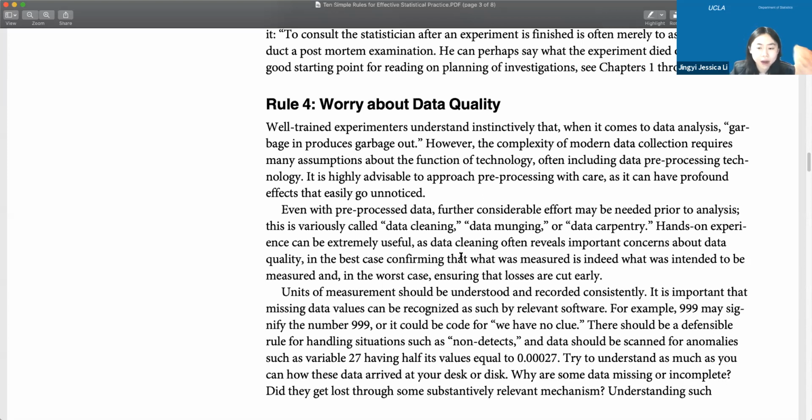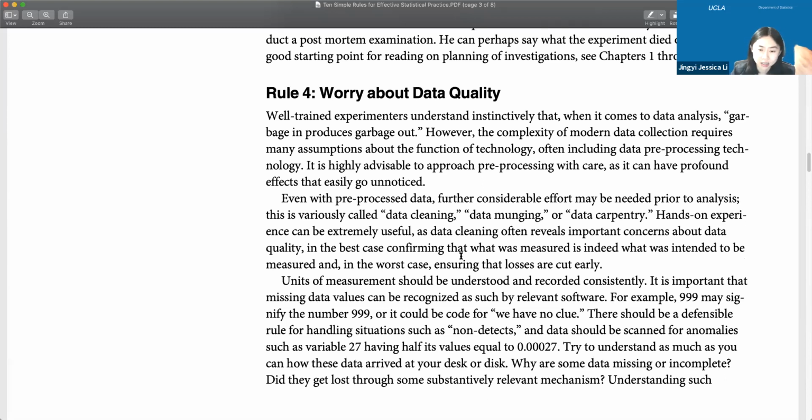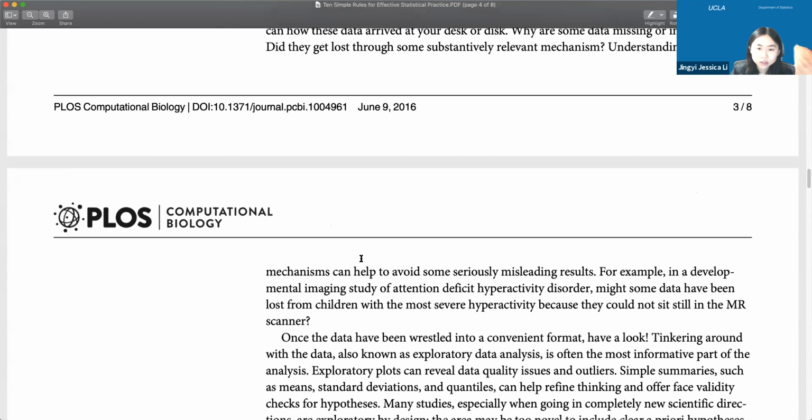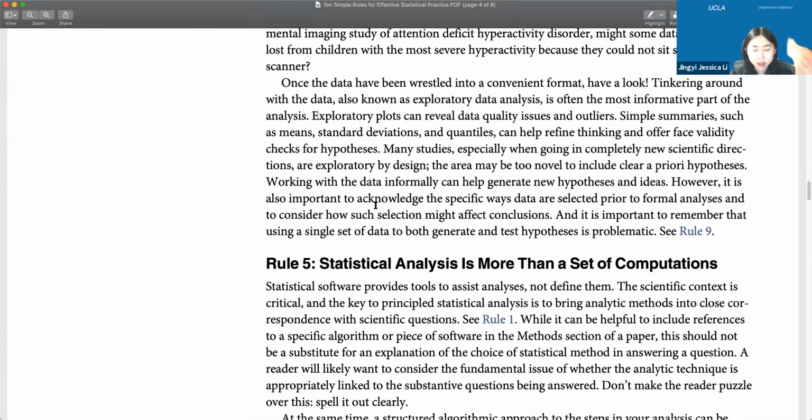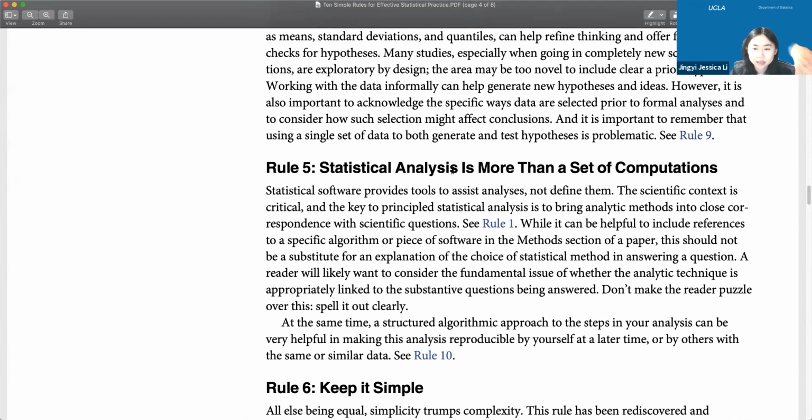So I think probably this is not a strength of our bioinformatics people. To avoid that, we have to work with biologists who generate the data to make sure the data are good. And also you can use exploratory data analysis to check the data thoroughly to inspect any abnormal trends if you can see. And rule 5 is that statistical analysis is more than a set of computations.